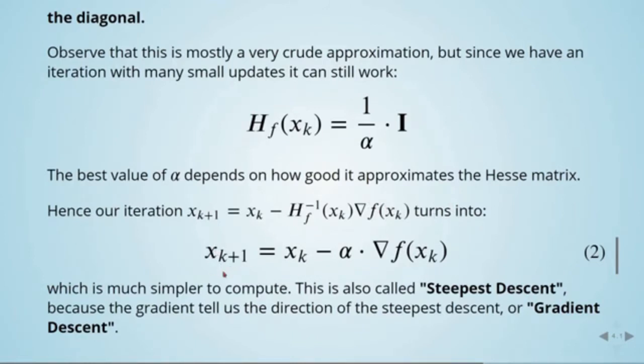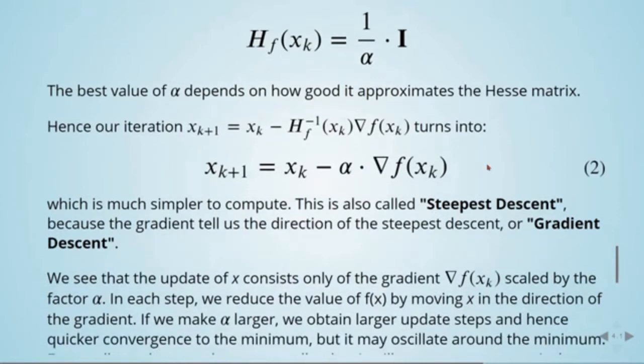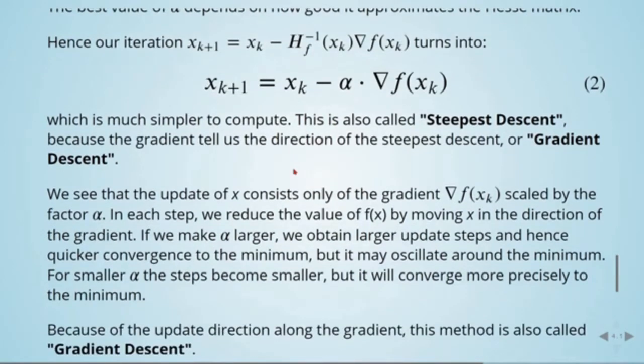So we have x new is equal to x old minus alpha times the gradient of the function. And you see now those are vectors. And this is much simpler to compute than this one here. And this is also called the steepest descent, because the gradient tells us the direction of the steepest descent, or is also called the gradient descent. This is a very important method used in many machine learning applications and in deep learning and so on. We see that the update of x consists only of the gradient scaled by a factor alpha.